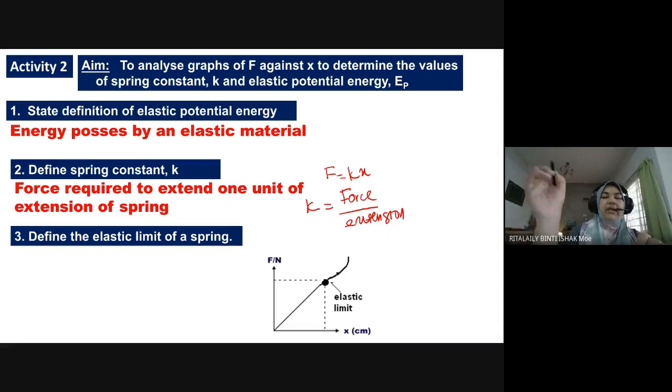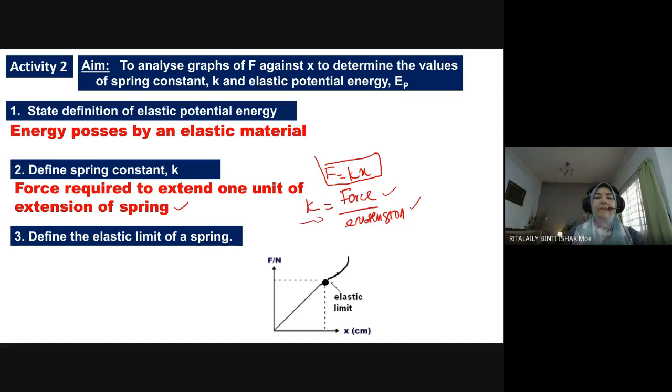Okay, if we are going to use formula as our definition, we need to write the complete word for that particular physical quantity. So we get it from F equals to Kx. Jadi F is force, so kena tulis force. X is extension, so kena tulis extension. So spring constant is force divided by extension. Or we can write it in sentence: force required to extend 1 unit of extension of spring. Actually this definition comes from the formula.